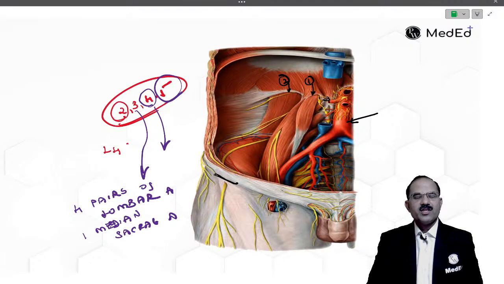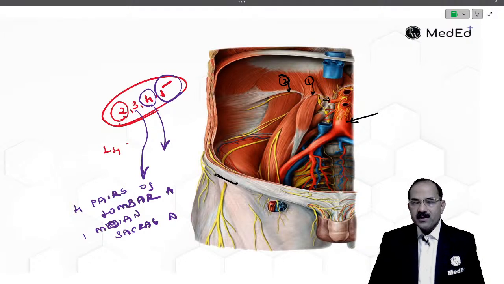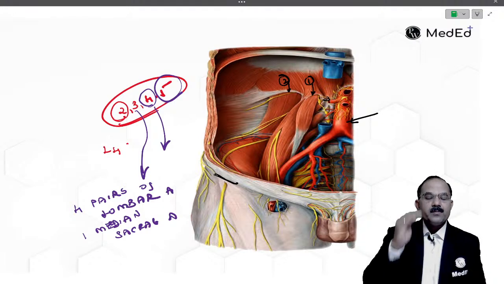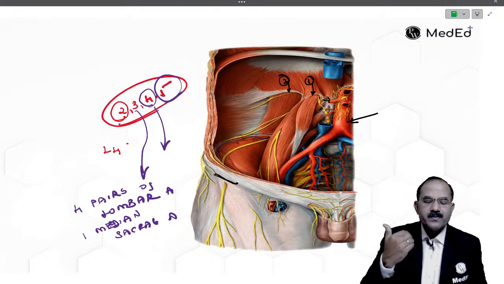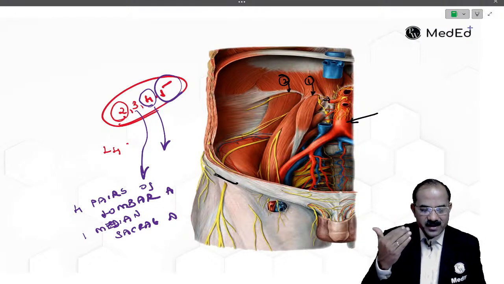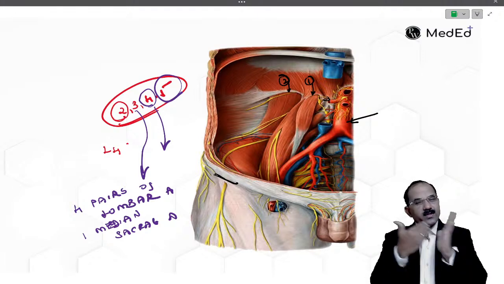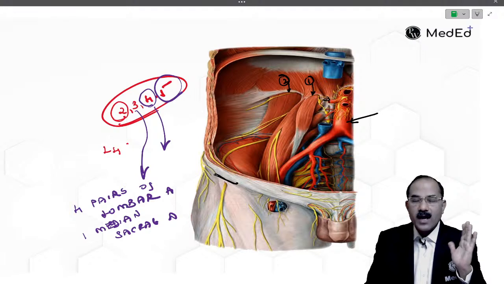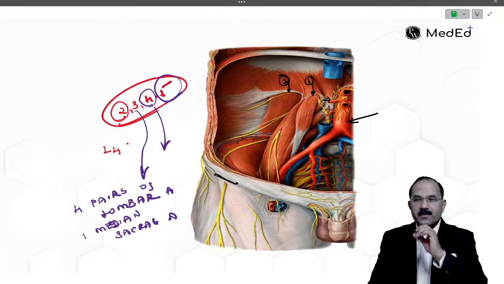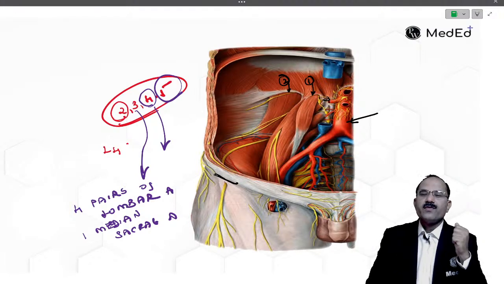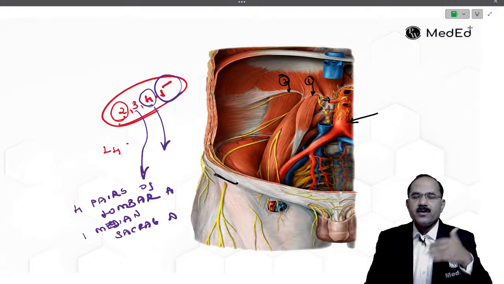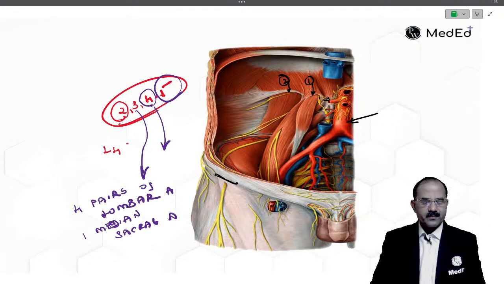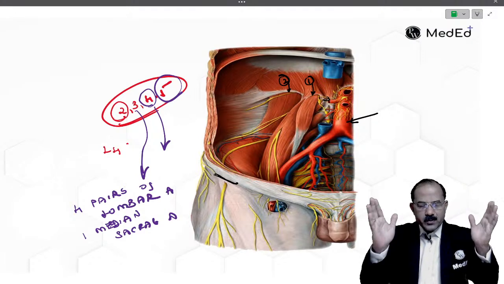No. The midgut extends from the lower half of the second part of the duodenum to, I'm waiting, I'm looking at the screen, to the right 2/3. Yes, Rachel, to the right 2/3 of the transverse colon. Not half. Right 2/3 of the transverse colon. What is left? Left 1/3 of transverse colon, descending colon, sigmoid, rectum, anal canal, that's hindgut. Right 2/3 of transverse colon. Yes, perfect. So that's posterior abdominal wall.